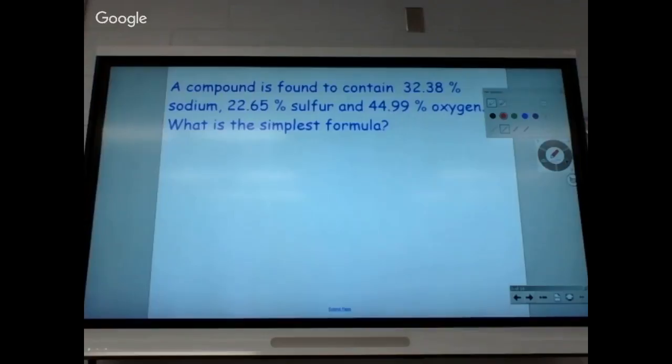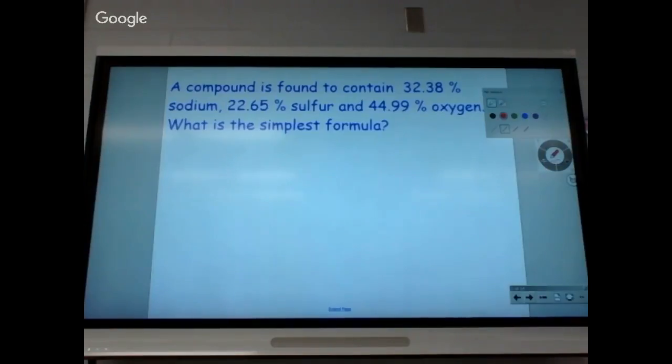How are we going to change percent to grams? What do you think? Divide it by 100. Easier. Wait, I said, how are we going to change percent to grams? Get rid of the percent sign. By doing what? Erasing it. Yep. That's it.